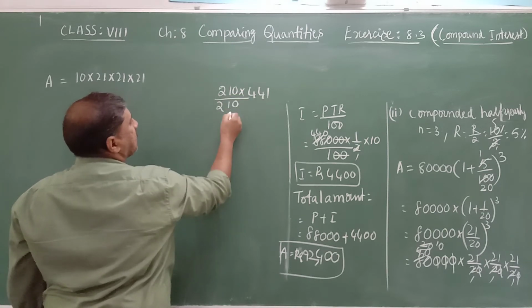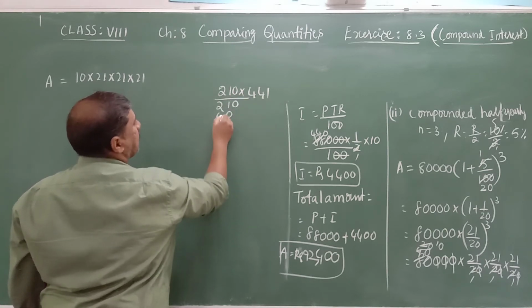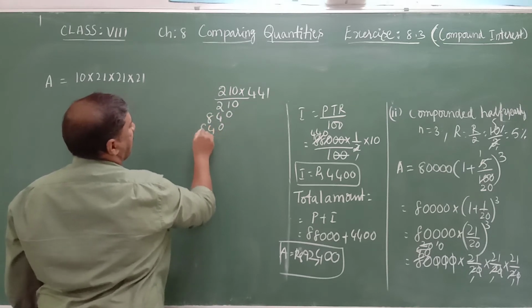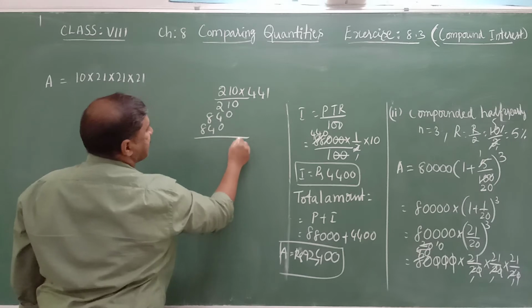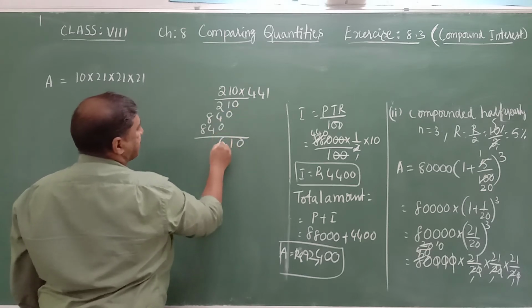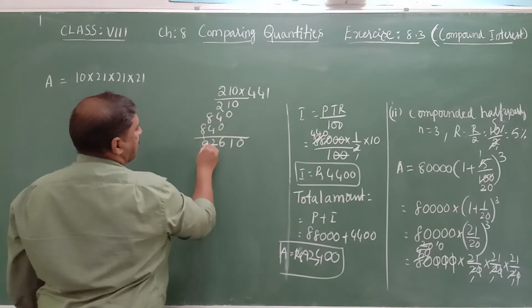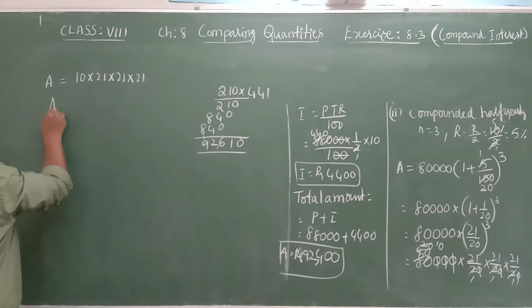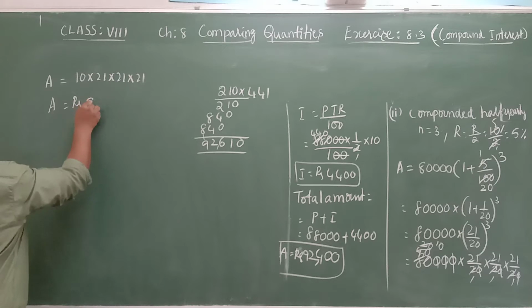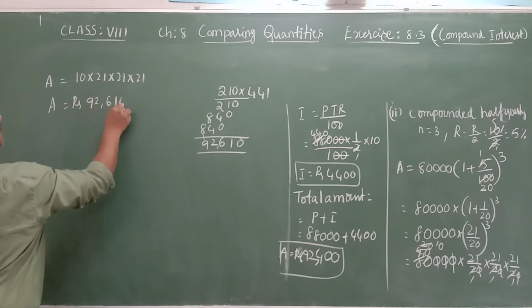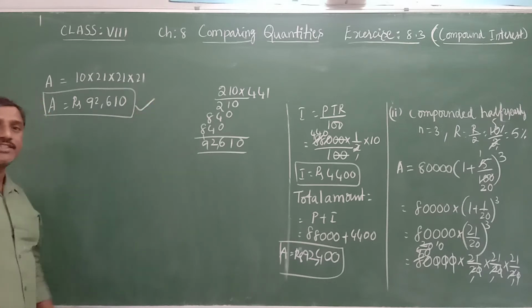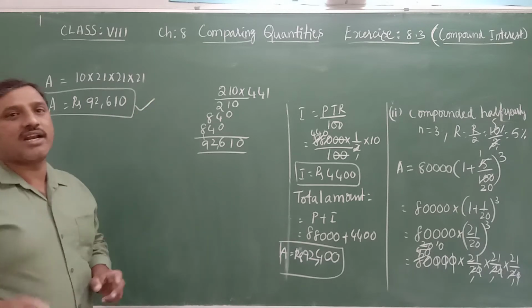are 2, 4 zeros are 0, 4 ones are 4, 4 twos are 8. Again with 4, 0, 4 and 8, add all the products, 0, 1, 6, then 12, 9. So how much is it? 92,610 rupees. So A is equal to 92,610 rupees. So this is the amount he has to pay to the bank after 1.5 years.